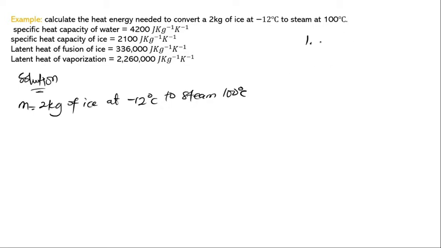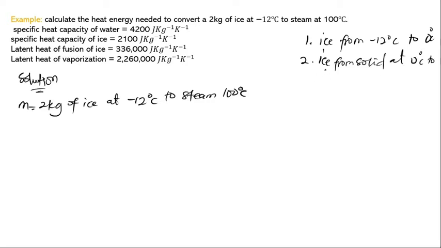So we change the temperature of ice from negative 12 degrees Celsius to 0 degrees Celsius, and there will be a heat energy needed for this conversion. The second one is the change in state, because we need to change the ice from solid at 0 degrees Celsius to liquid water at 0 degrees Celsius. So we are converting the ice from solid to liquid at the same temperature, but there is a change in state of matter.